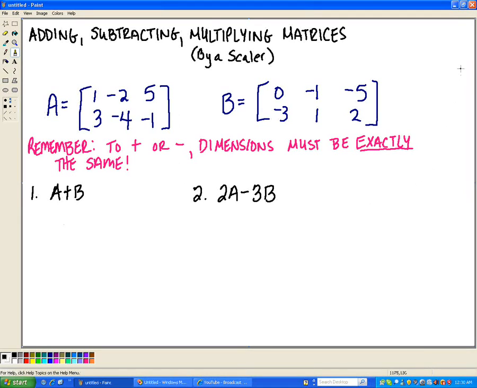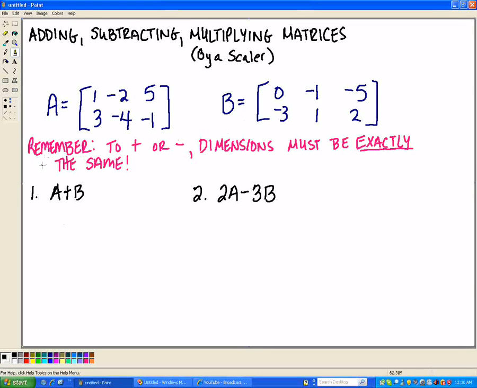Hi, this video will talk about how to add a matrix, subtract a matrix, and multiply matrices by a scalar. Scalar is just a fancy word for a constant.